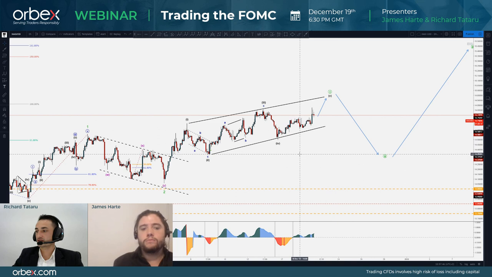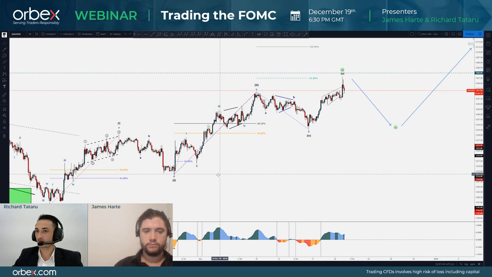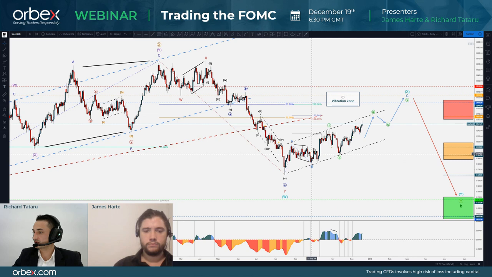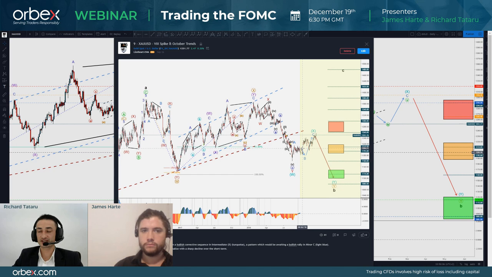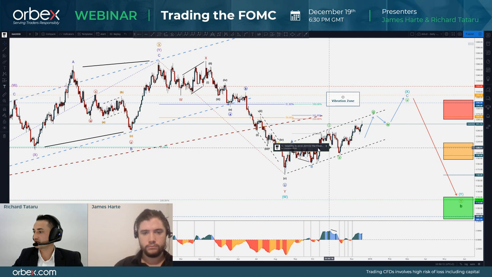So crude oil, I've been able to display these moves. If I just jump on the gold chart on the 2-hour time frame, previously I was actually present, even from the top right there. So it is the daily time frame, and previous analysis shared with the Orbex traders right there, right? So I was active right there, basically pointing out a possible rise.